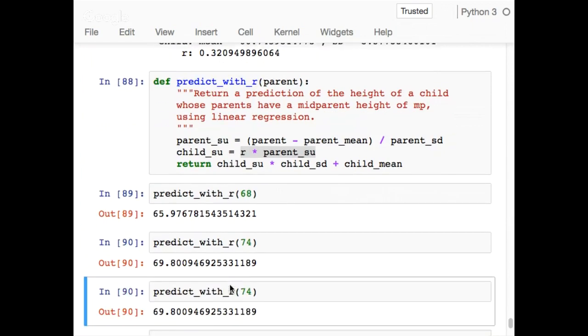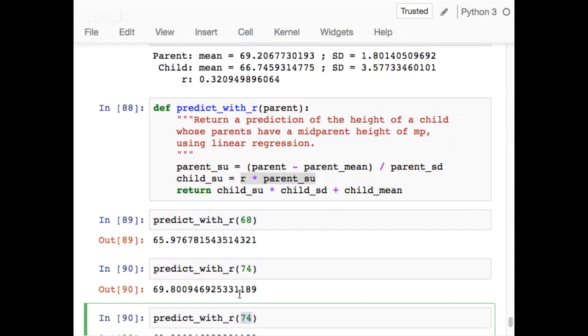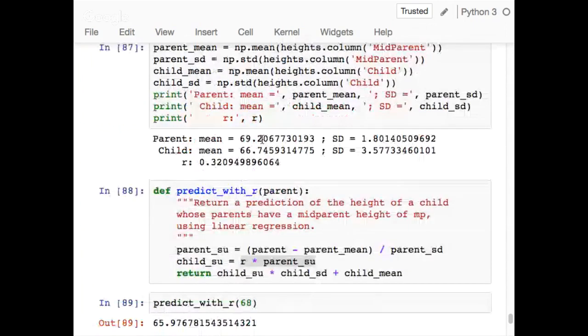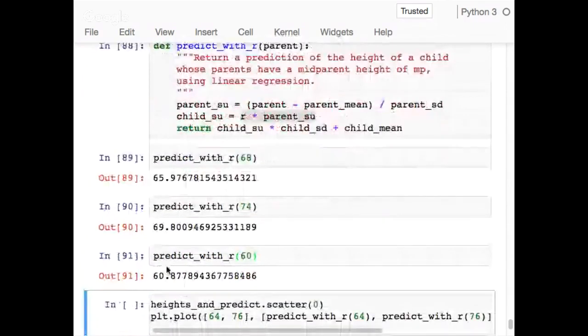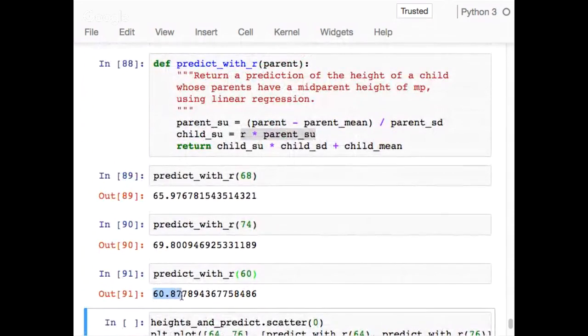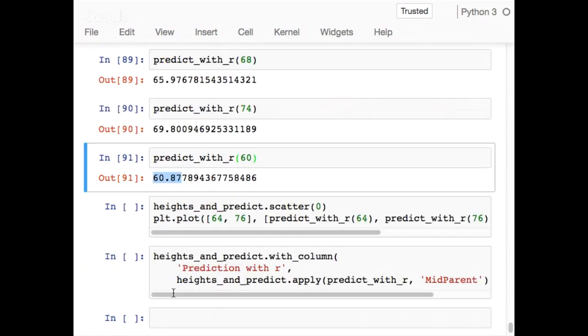Let's try it out. Let's go below the average parent height, maybe like 60. And here the child's height predicted is a little bit closer to the child's average because of the regression to the mean effect. The slope of that line in standard units is pretty much always going to be less than 1, which means that our y prediction values are always closer to the average than the x values.